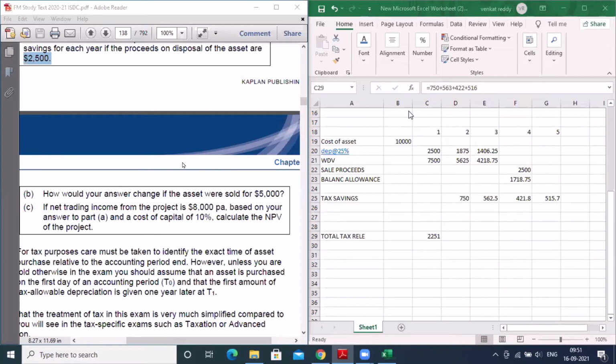Will you try that? What will be the total tax relief? Only a small calculation is required, because we will be calculating only for the last year, that is the fourth year. There will be a change. Here we won't be getting a balancing allowance. Instead of a balancing allowance, we will be getting a balancing charge. So what will be the balancing charge?